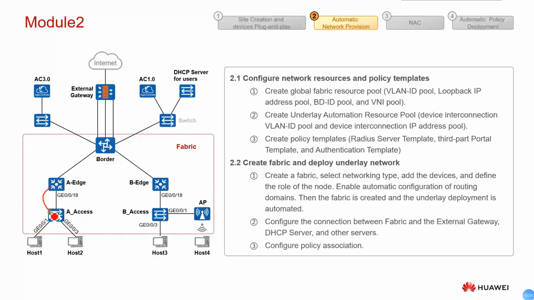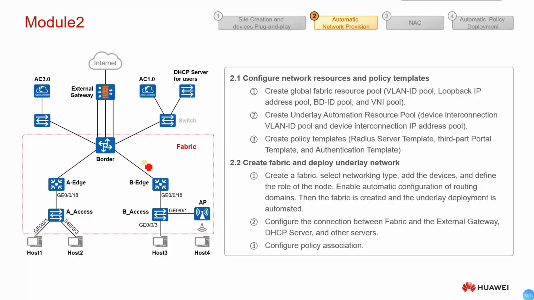For example, the user VLAN or the user group, the security group of the user authorization from the AC 1.0. Because we have already created the policy association between A edge and A access, the A edge will use the CAPWAP tunnel to tell the A access that the user is legal. After the A access gets the information, it will open the interface so that the data flow of the hosts can go through the A access and into the network. So this is the whole story.